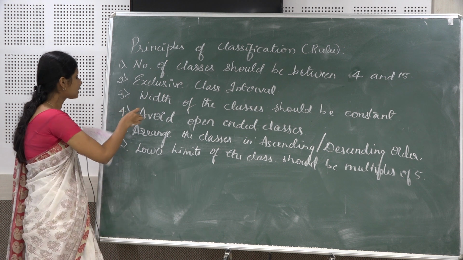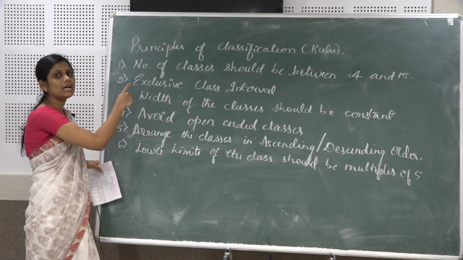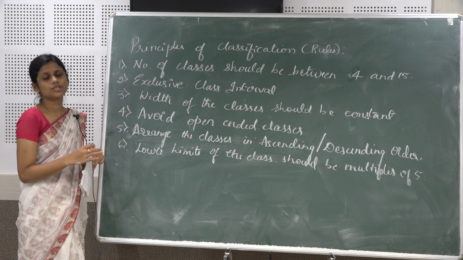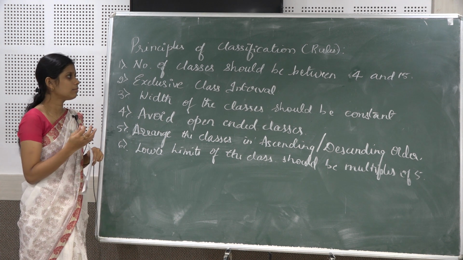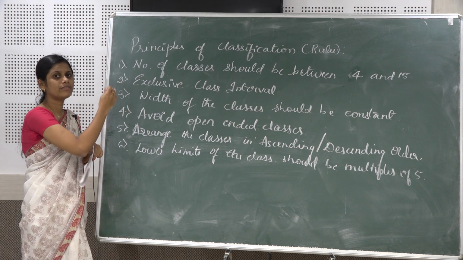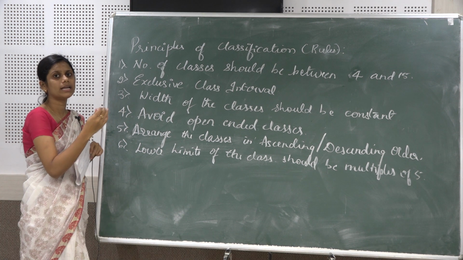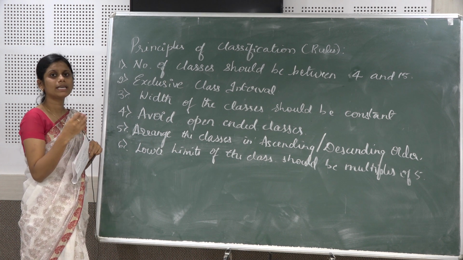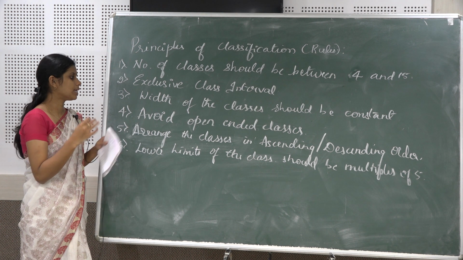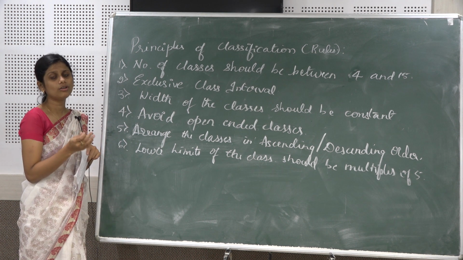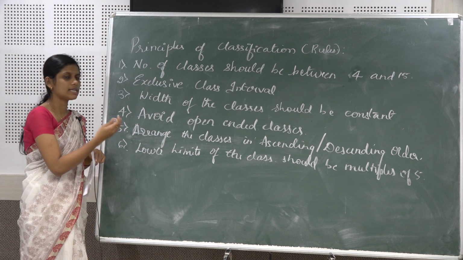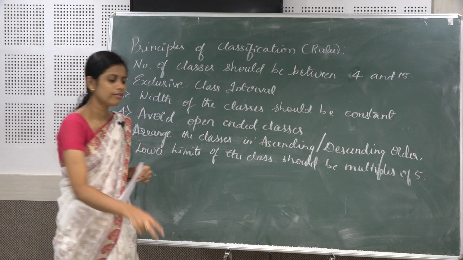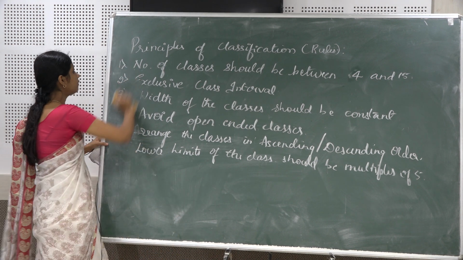So these are the 6 principles that you have to follow while classification, or these are the rules of classification. First and foremost, the number of classes should be between 4 and 15, minimum 4, maximum 15. Next, while framing the continuous frequency distribution, as far as possible frame exclusive classes. Next, the width of the classes should be kept constant throughout the distribution. Avoid open-ended classes because you can't find mid values for such classes. Next, arrange the classes in ascending or descending order. Lastly, lower limits of the classes should be multiples of 5. So these are the principles of classification.